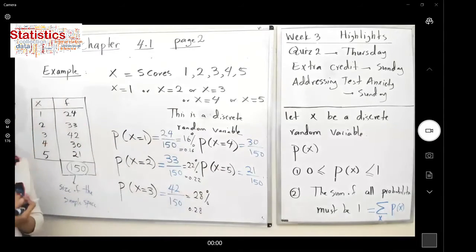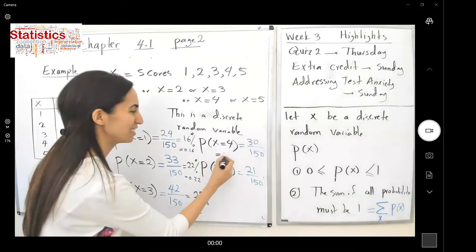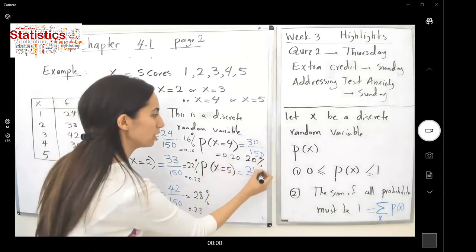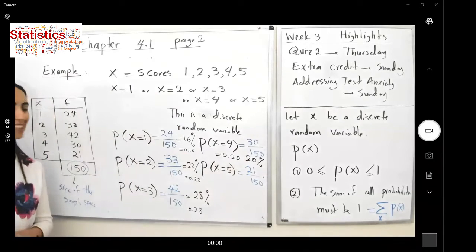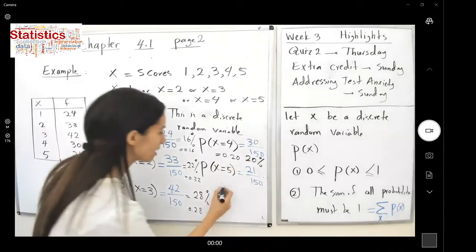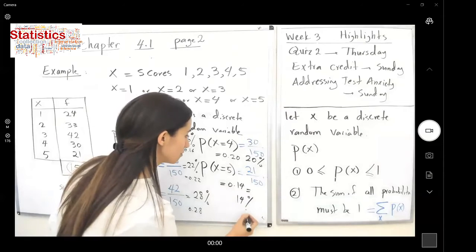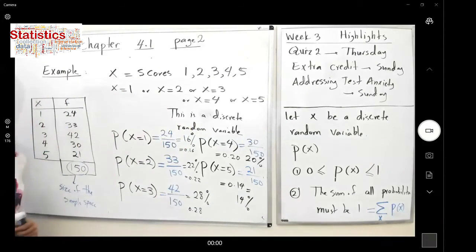What is the probability that the score is 4? 20%. Yes, very good. Thank you very much. And finally? 14%. Thank you very much. I love the participation in this class. Excellent. Very good. These are the probabilities that we actually found for this discrete random variable.